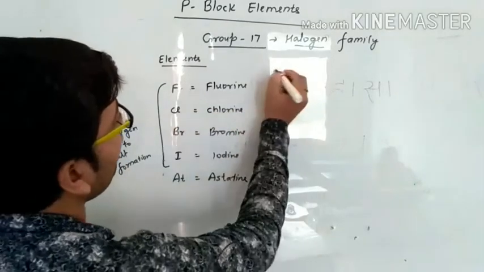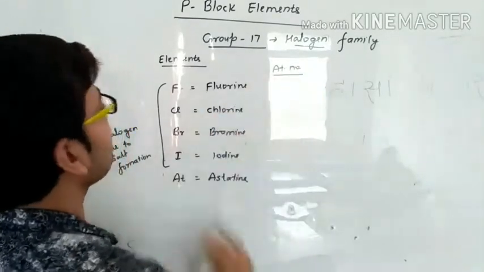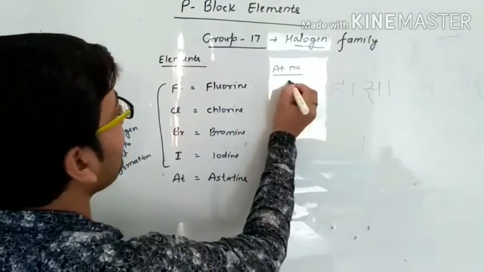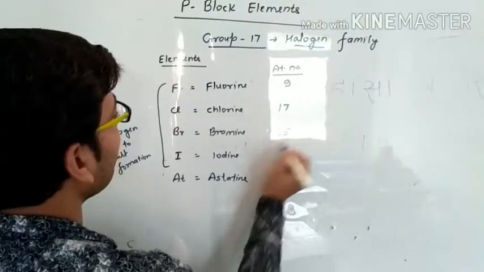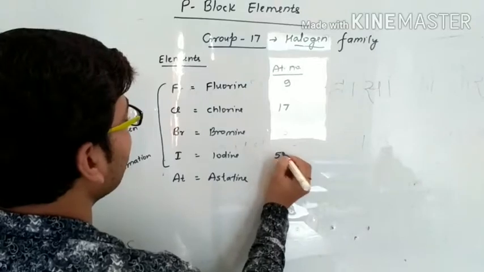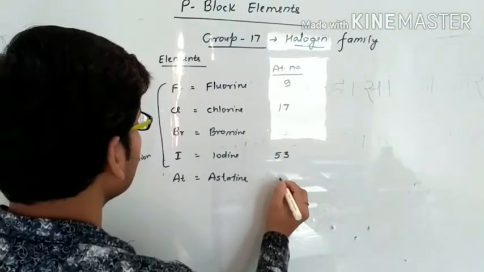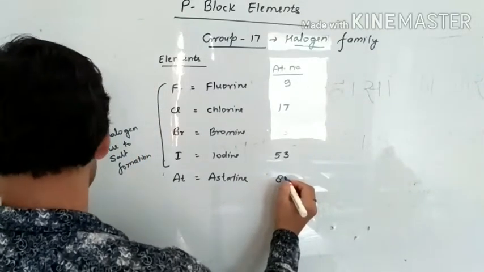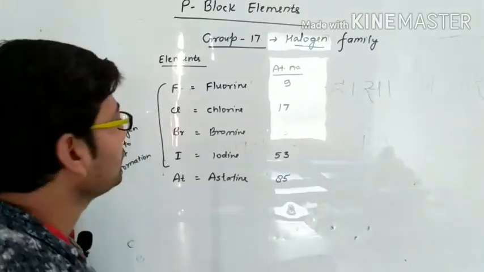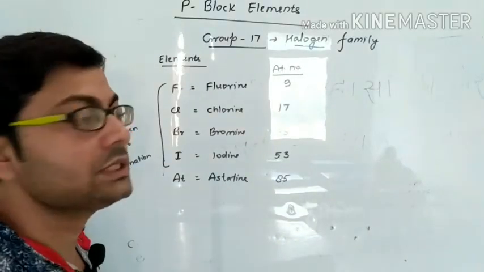Now, what are the atomic numbers of these elements? 9, 17, 35, 53, 85. Bromine is 35, iodine is 53 and astatine is 85. So, these are the atomic numbers of these elements.